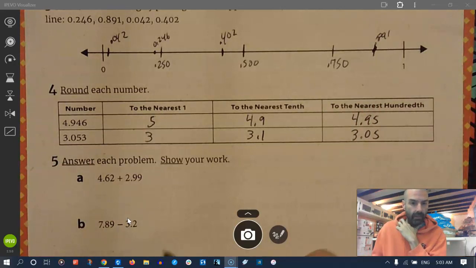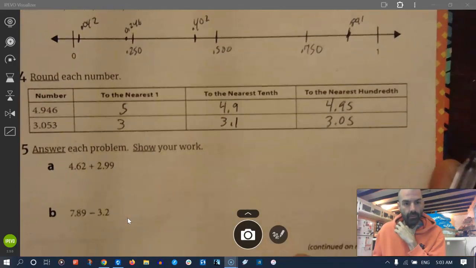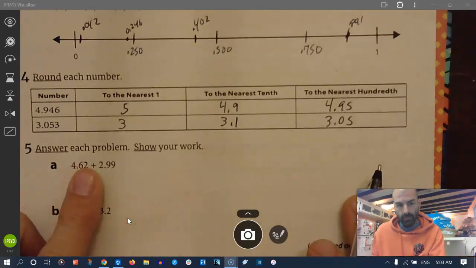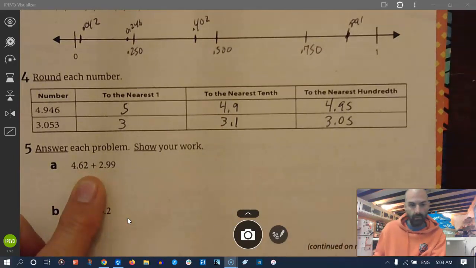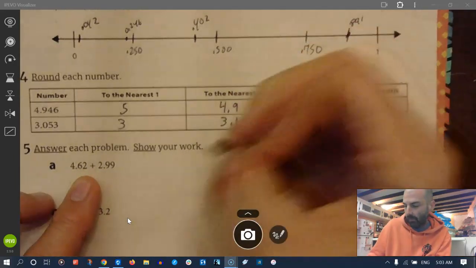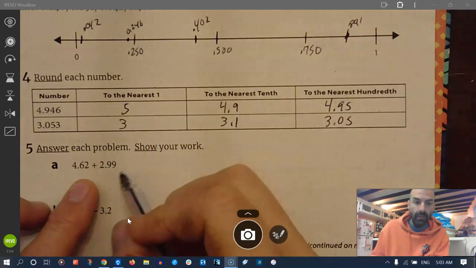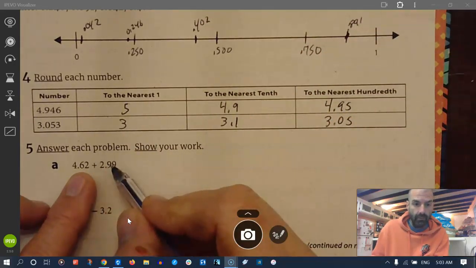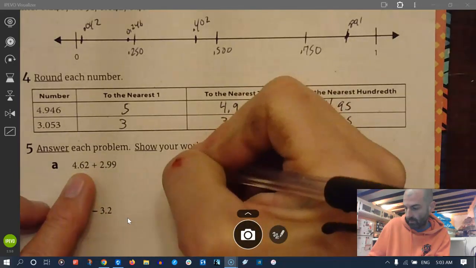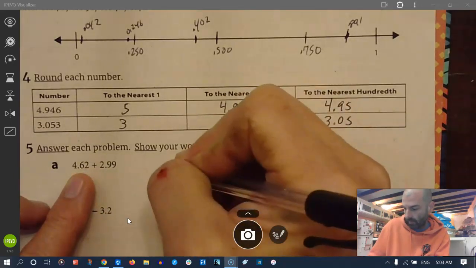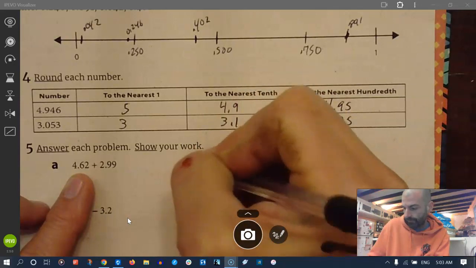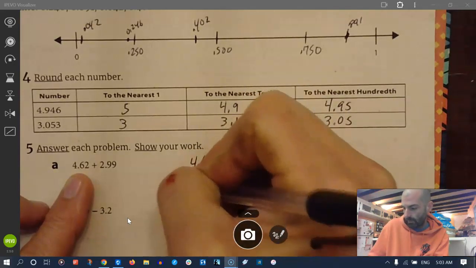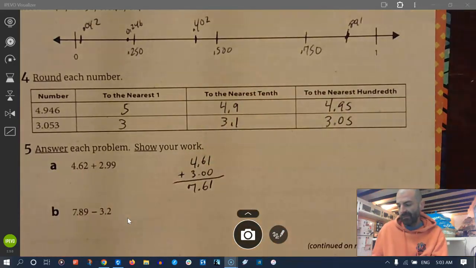All right, number 5, answer each problem, show my work. This first one we have 4 and 62 hundredths plus 2 and 99. I don't have to do what they tell me. I can give and take here. So I'm going to take 1/100th and give it. So this changes to 4 and 61 plus 3. So that gives me 7 and 61 hundredths.